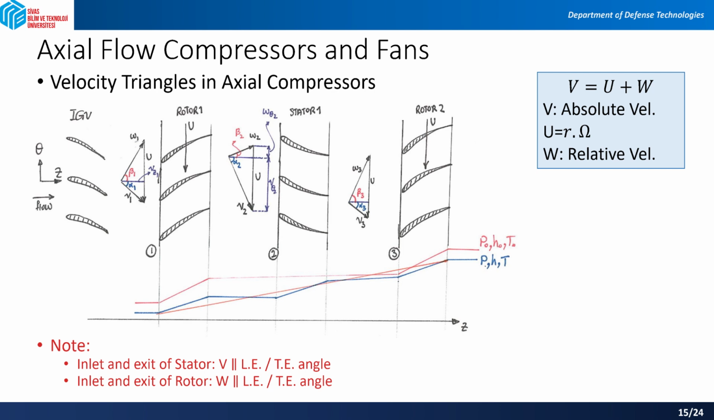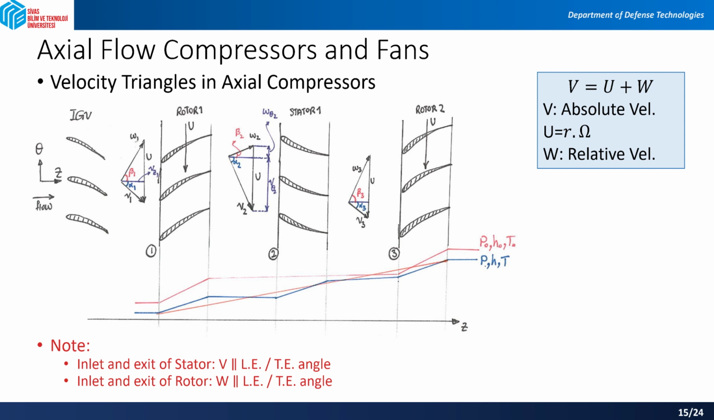And after the inlet guide vanes, which are like a stator there and are fixed, you have the first stage rotor blades. And these rotor blades are rotating with some RPM, and this RPM is omega. So at whatever radius they are rotating, they are making this peripheral velocity u that is indicated in here.